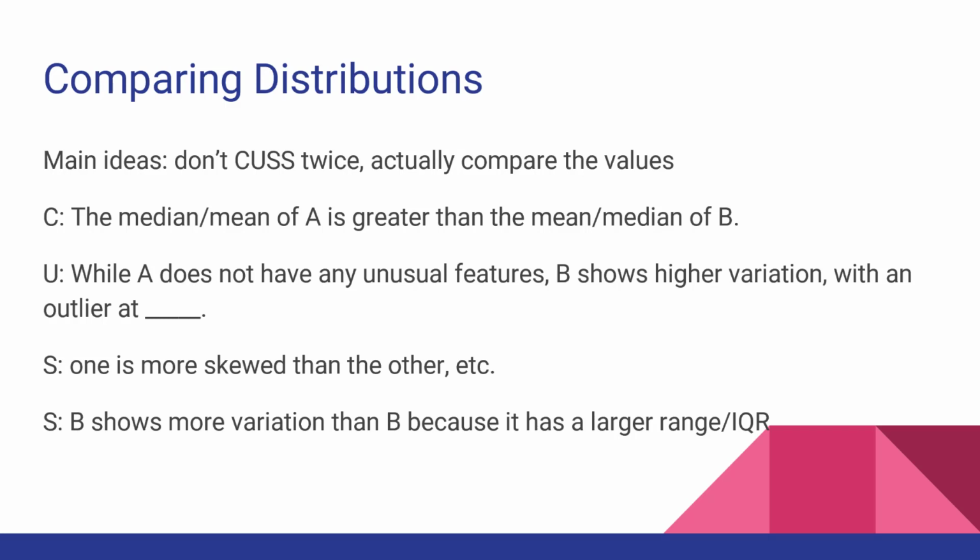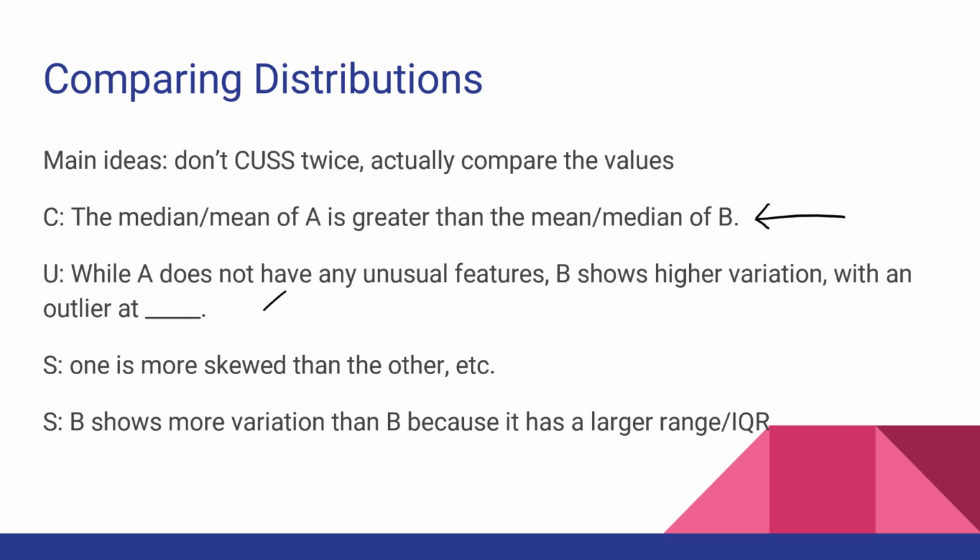So here, let's say we have group A and group B. So we choose to use either the mean or the median, and then for the center, we say the mean/median of A is greater or less than the mean/median of B.